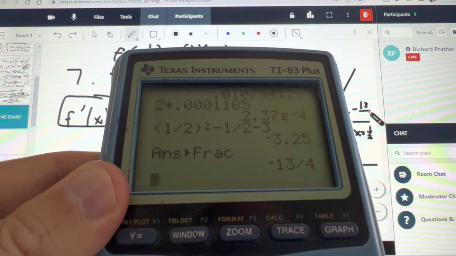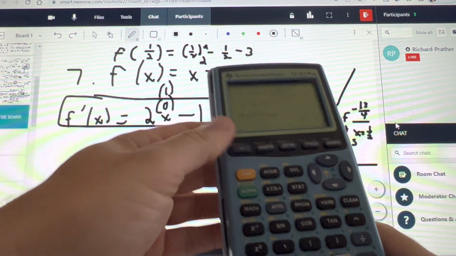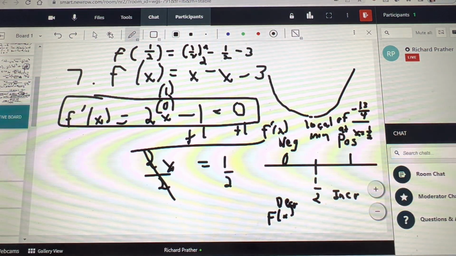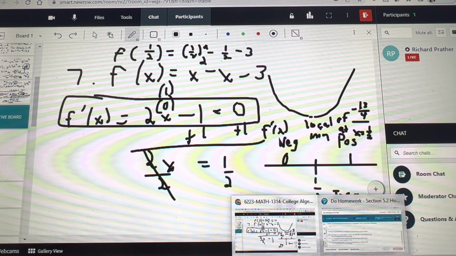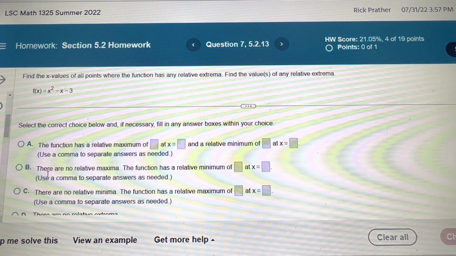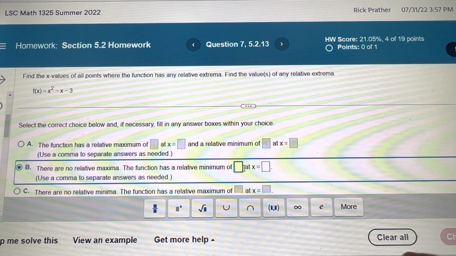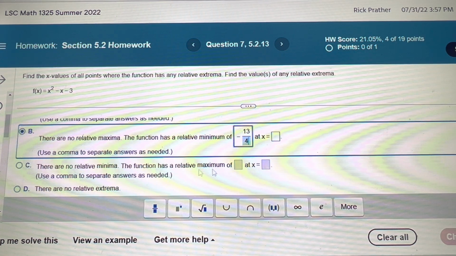I mean, it may or may not be the lowest overall. Actually, it is the lowest overall here, but in general, it may not be the lowest point in the whole entire domain of the graph. But here we have a local minimum of -13/4 at x equals 1/2. And I don't know if they want all of that, but they probably do. So there is no relative maximum because I only had one critical number, so the most I could get is one of these. The function has a relative minimum of -13/4.